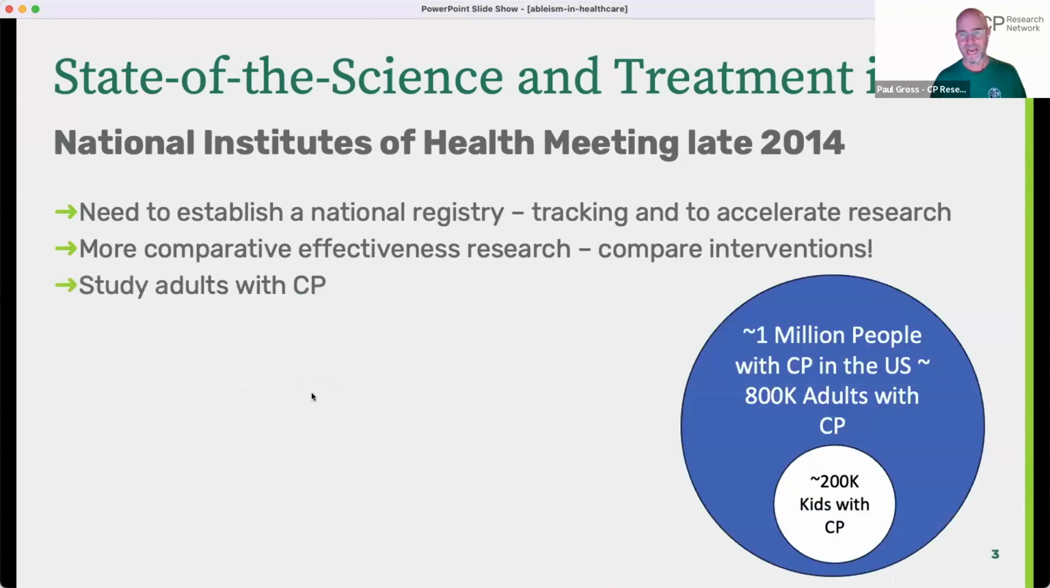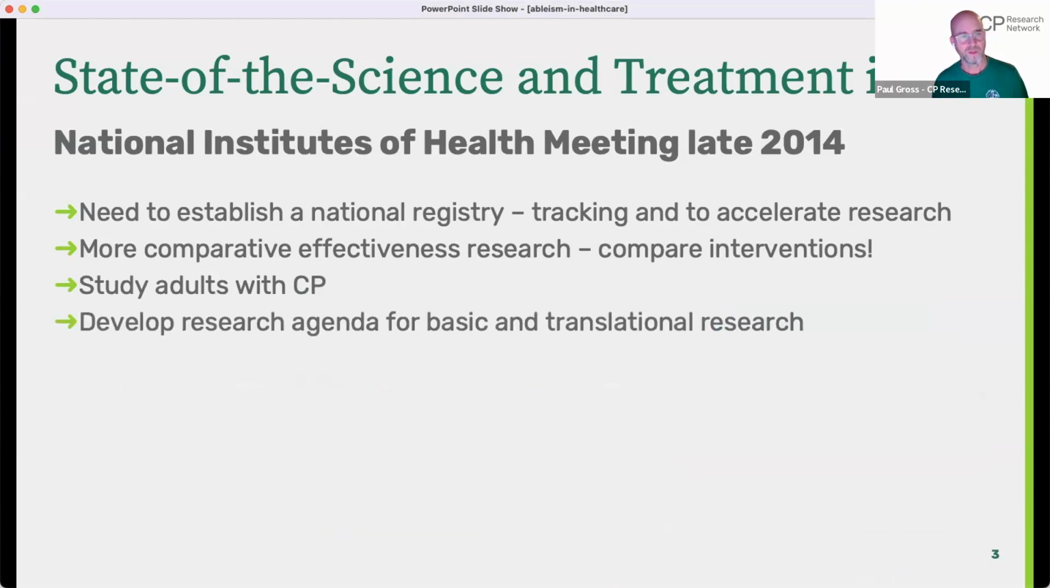Another thing was the study of adults. It's estimated that there are about 1 million people with CP in the United States. And if you just look up at a bell curve of age, if this is correct, that's roughly 200,000 kids with CP and 800,000 adults. And at the time we looked at the amount of research, and there was virtually no research going on in adults back in 2014 at the time of this meeting.